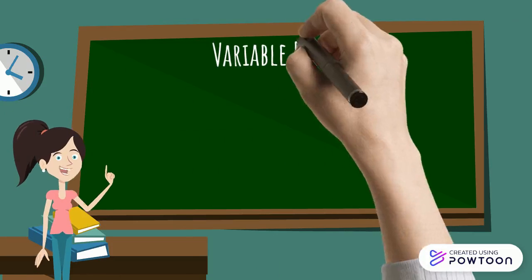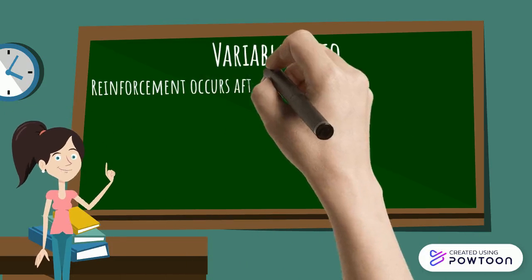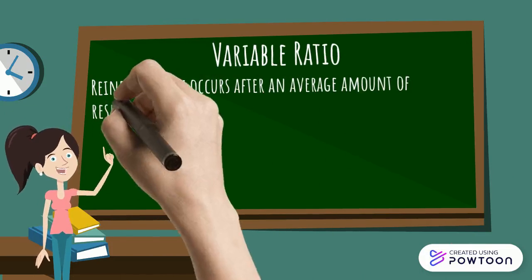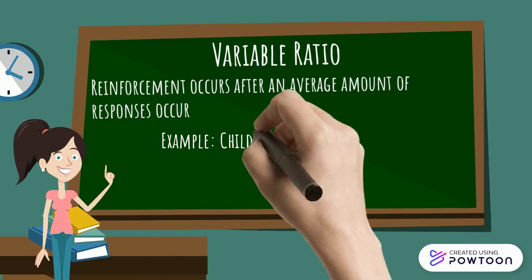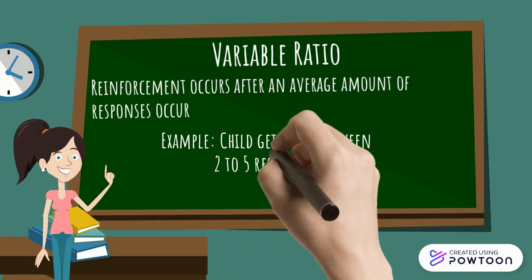In variable ratio, the reinforcement occurs after an average amount of responses occur. The number of responses needed for reinforcement changes after each reinforcer, which means it will not be the same each time. For example, a child gets a treat between 2 to 5 responses.